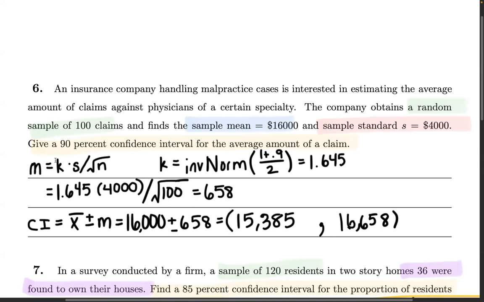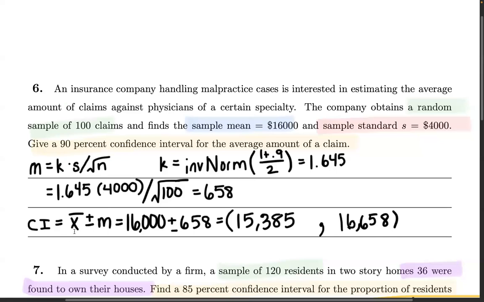So let's go back to solving for M now that we know what our K is. M equals K, which is 1.645, times S, which was given here as 4,000, divided by the square root of our sample size. Here our sample is 100 claims, so we divide by the square root of 100. When you solve that, you get 658.